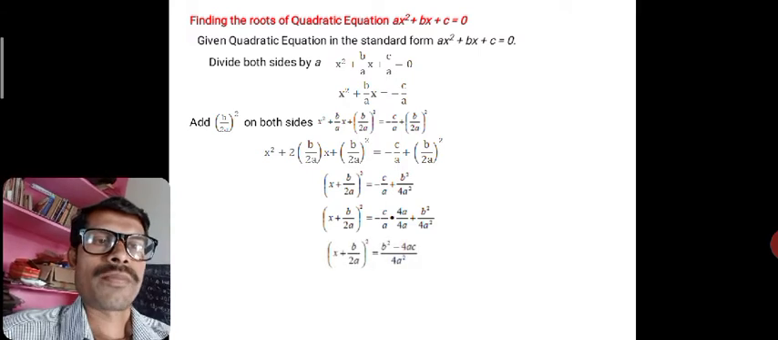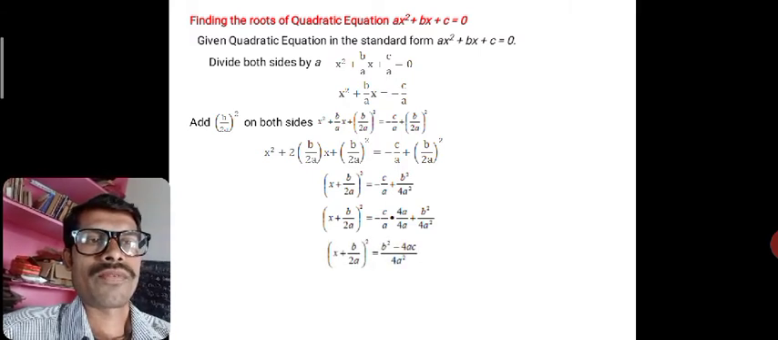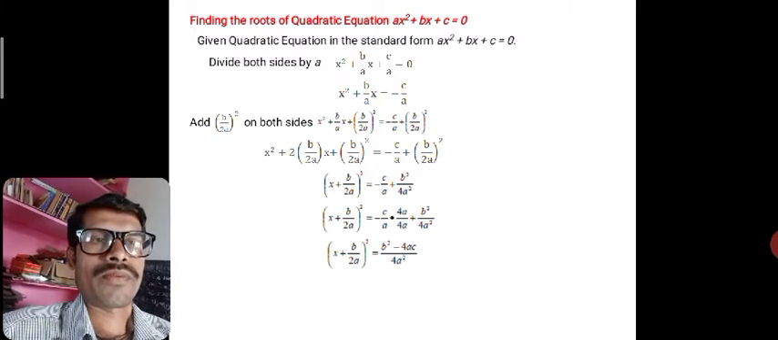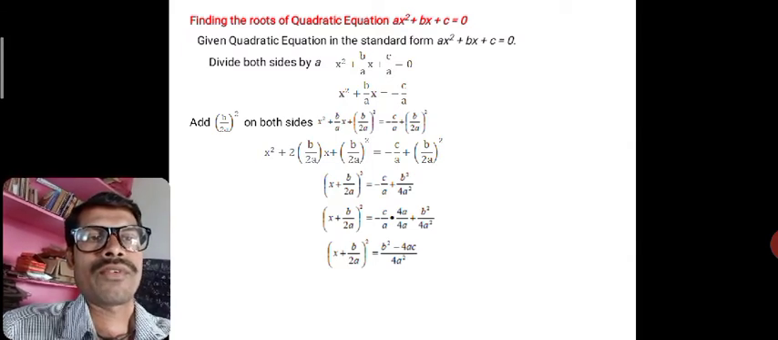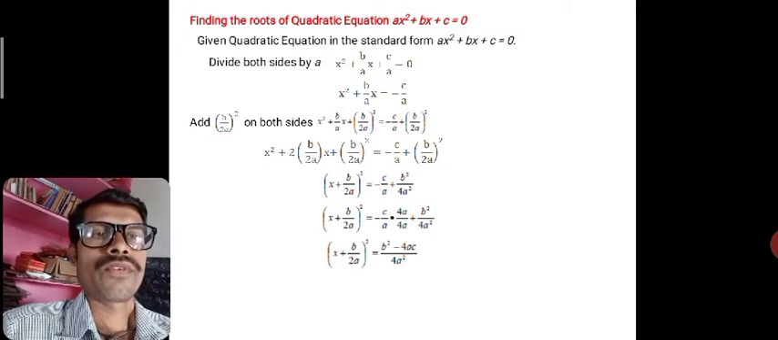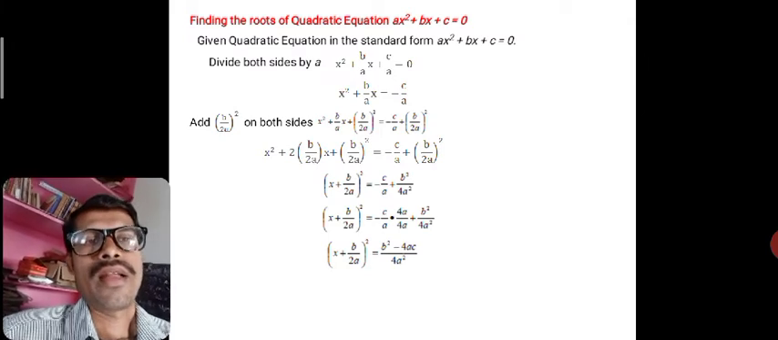Therefore, x plus b by 2a whole square is equal to, by taking the LCM of the denominator as 4a square, that will become same, no? That means here 4a square, that is 4a square by 4a, b square by 4a square into 4a square is b square. Now here 4ac, 4a into c is 4ac. So b square minus 4ac by 4a square.